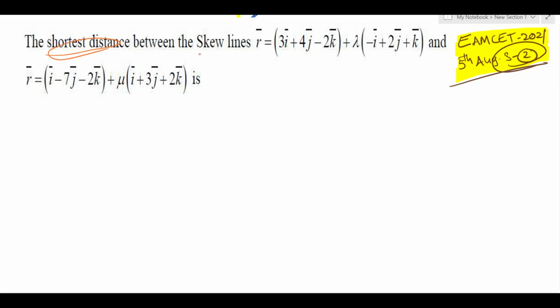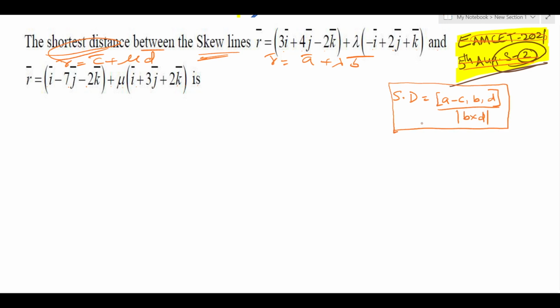The shortest distance between the skew lines, that is r bar is equal to 3i bar plus 4j bar minus 2k bar plus lambda into minus i plus 2j plus k bar, and r bar is equal to i minus 7j minus 2k bar plus mu into i plus 3j plus 2k bar. This is Eamcet 2021 question, 5th August shift 2 question. First equation is given, that is r bar is equal to a bar plus lambda into b bar, and second equation is r bar is equal to c bar plus mu into d bar. So from this we know that shortest distance, that is shortest distance SD is equal to box of a minus c, b, d by modulus of b cross d. This is the formula for shortest distance between the skew lines.